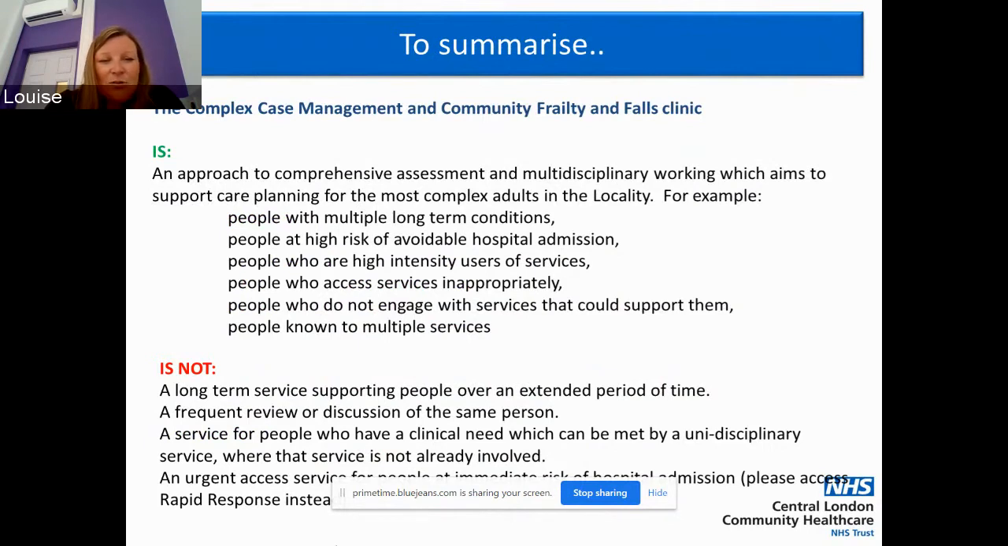As Amy has said, it's not a service for people who have the sort of clinical need that can be met by one single service, unless that service is already involved and experiencing difficulties. And as I said, it's not an urgent rapid access service for people at imminent risk of hospital admission.